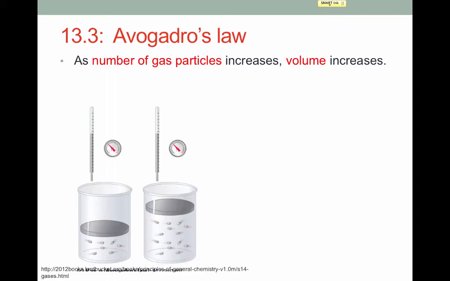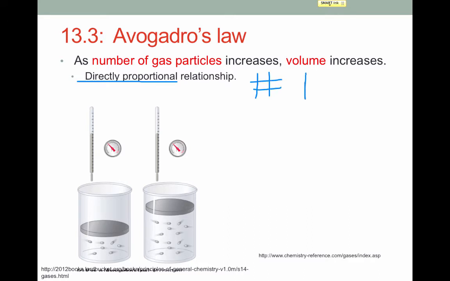Here's a picture illustrating that. Here we see that in the container on the left, we have fewer gas particles than in the container on the right. Therefore, the container on the left occupies a smaller volume than the container on the right. This is a directly proportional relationship, meaning as the number of particles increases, the volume increases.